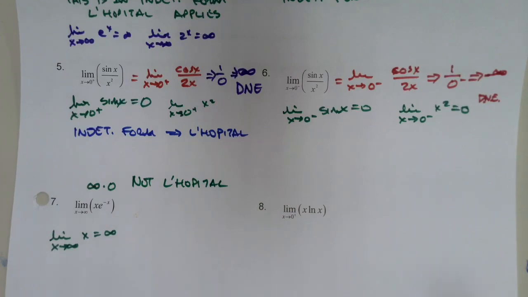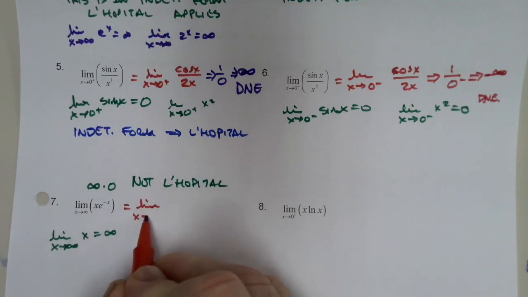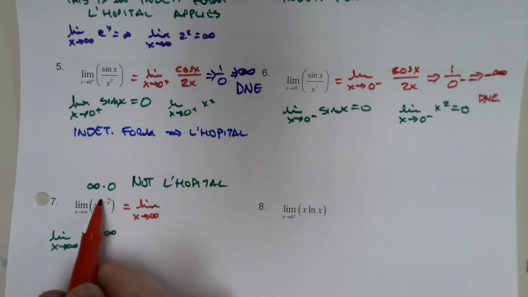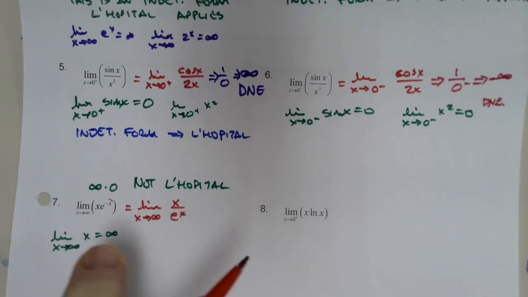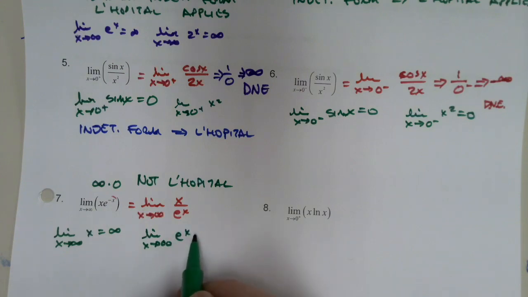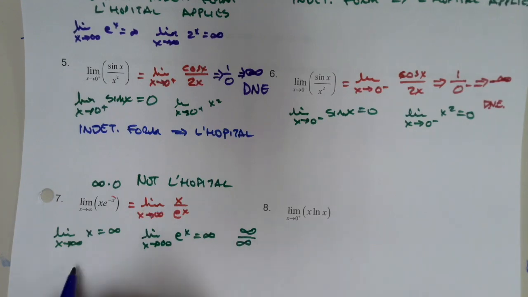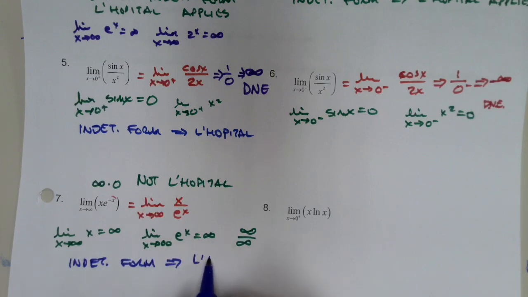We need to apply a little bit of algebra to get it to a L'Hopital form, and that's by rewriting it. We haven't taken any derivatives, we haven't evaluated any limits, but rewrite this as x over e to the x. This e to the negative x drops down there, and now you can see that we can evaluate the limit as x goes to infinity of e to the x. That's going to be infinity, so just by algebra, we'll have infinity divided by infinity, which tells us that we are in indeterminate form, and L'Hopital applies.